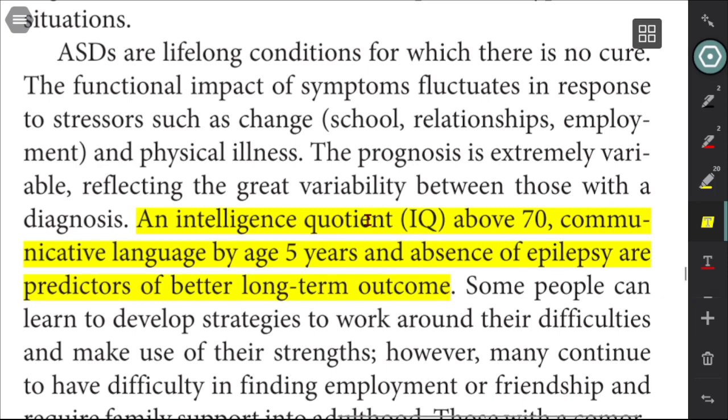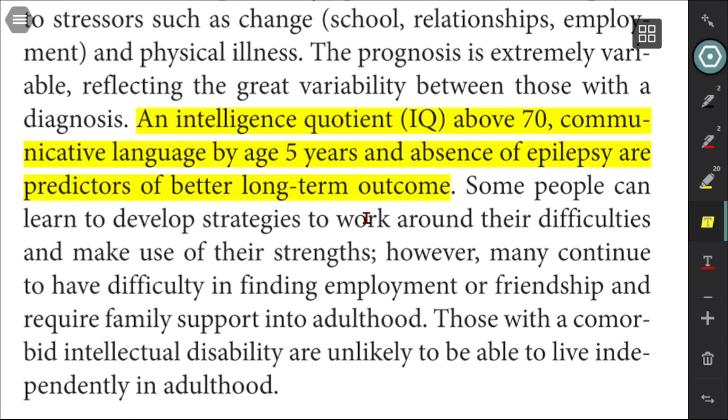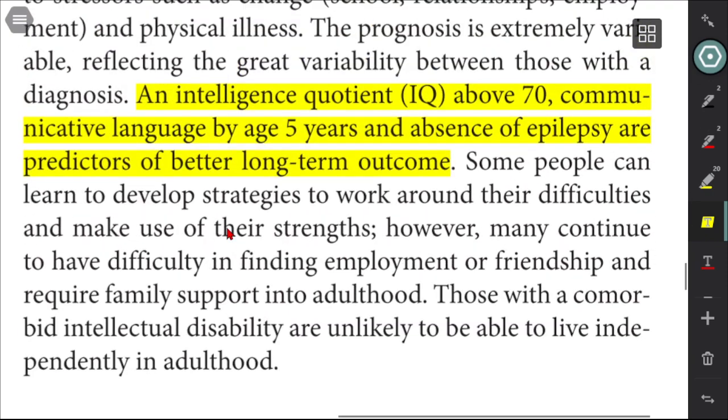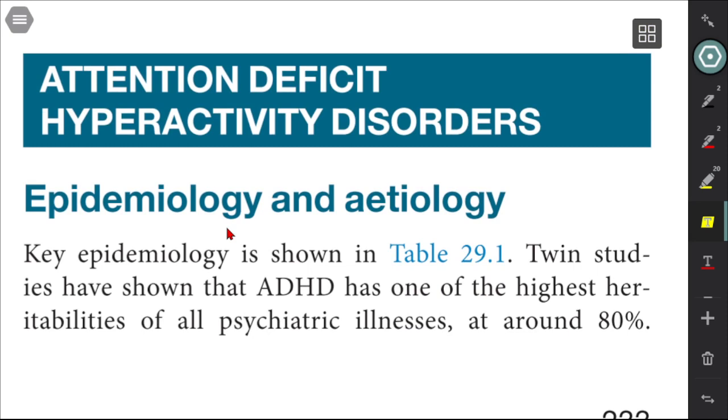Some people can learn to develop strategies to work around their difficulties and make use of their strengths. However, many continue to have difficulty in finding employment or friendship and require family support into adulthood. Those with comorbid intellectual disability are unlikely to be able to live independently in adulthood. So, that was about autism spectrum disorder. Let's talk about attention deficit hyperactivity disorder.